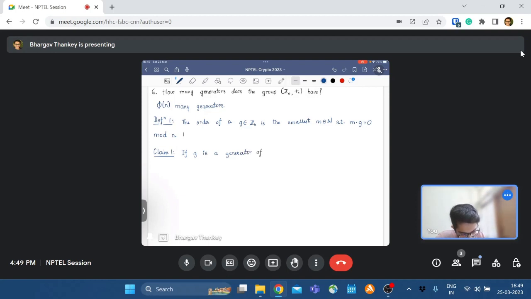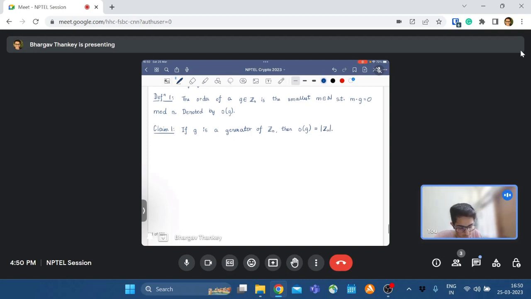So let me denote this by small o of g. If g is a generator of Zn, then the order of g is equal to the size of Zn. Have you seen this before, or should I prove it?